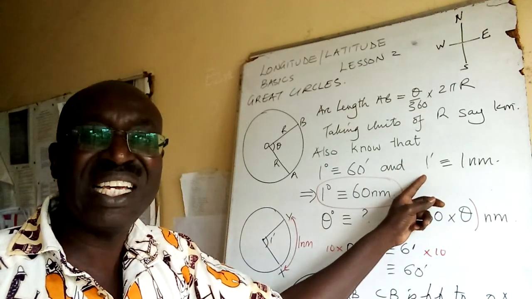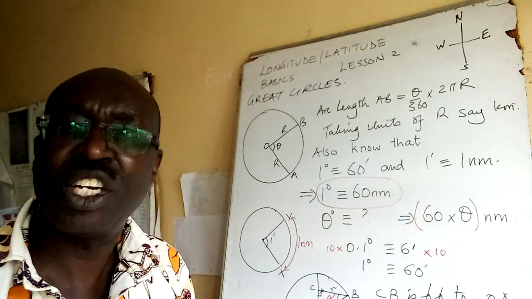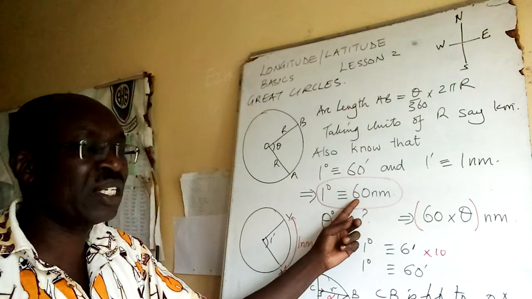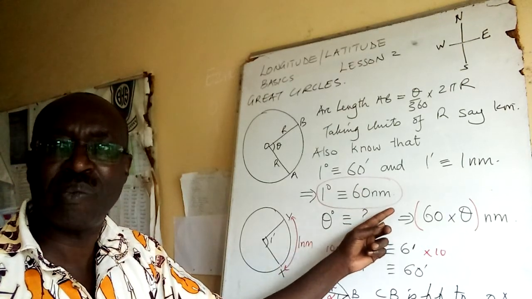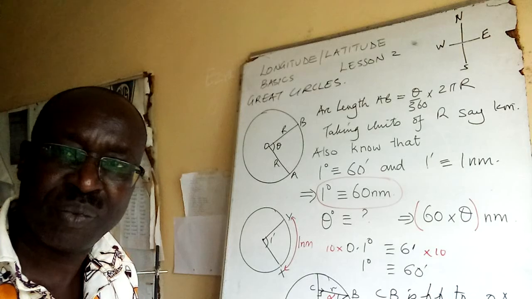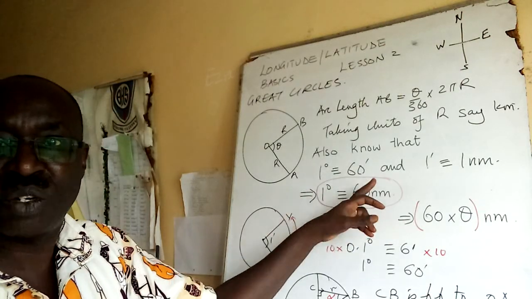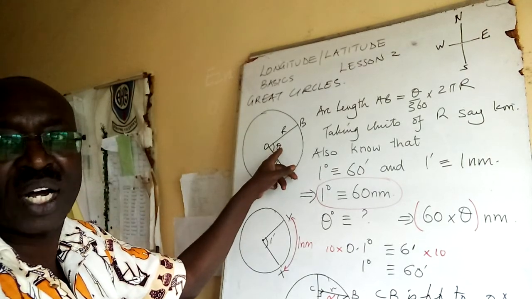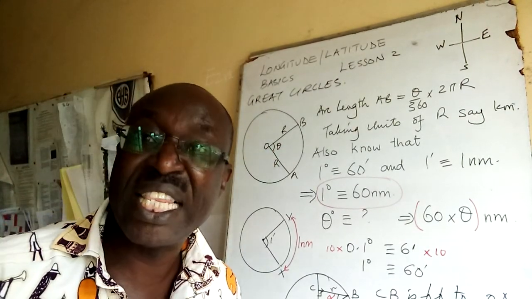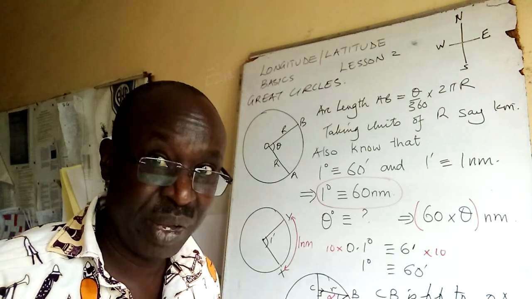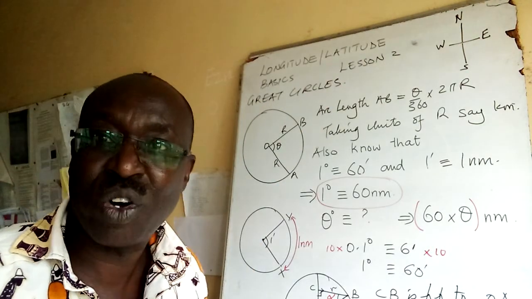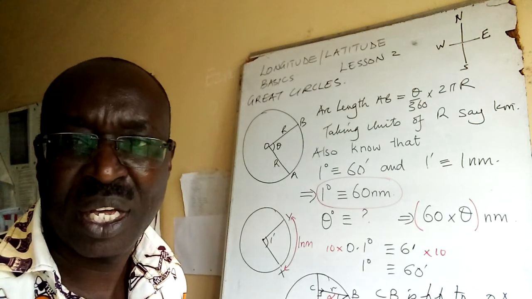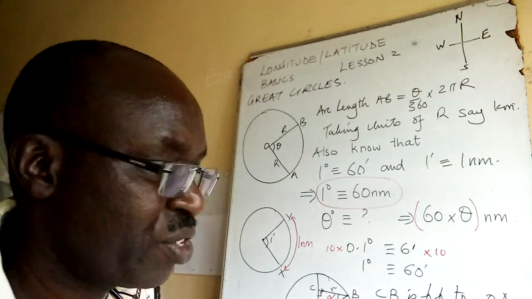What about 60 minutes? It will be 60 nautical miles. So in place of 60 minutes, I can as well write 60 nautical miles. Okay? So this is the key to us. So generally, if this angle at the center of the great circle is theta, remember the heading is great circle, then what will be the nautical miles along the circumference?